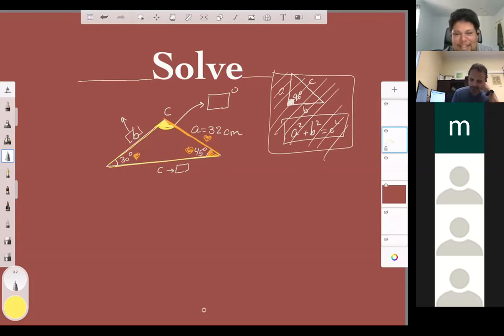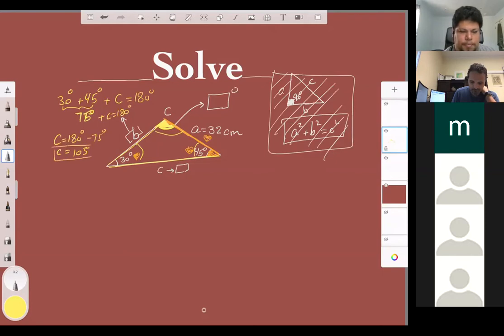Okay. So what's happening, inside of the triangle, all the angles, if you add them, we should get 180 degrees. So 30 degrees plus 45 degrees plus C equal to 180 degrees. So this is 75 degrees plus C equal to 180. Then C will be 180 degrees minus 75 degrees, which is 105. So C will be 105 degrees.